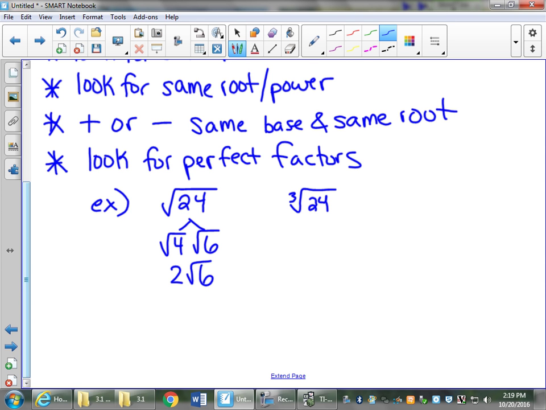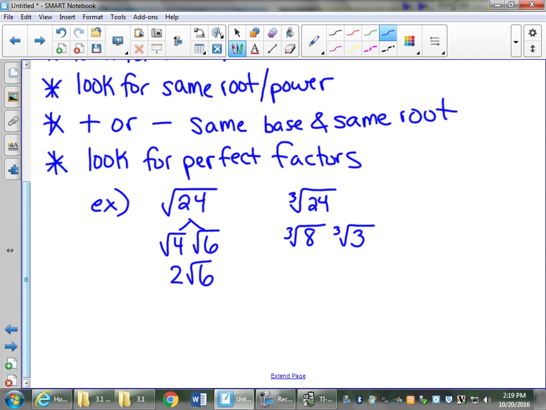Now my perfect cubes are 1, 8, 27, 64, and already I'm way too big. So the only one that could go into 24 is 8. And it does. If it didn't, then you couldn't break this apart. So it'd break into the cube root of 8 times the cube root of 3.